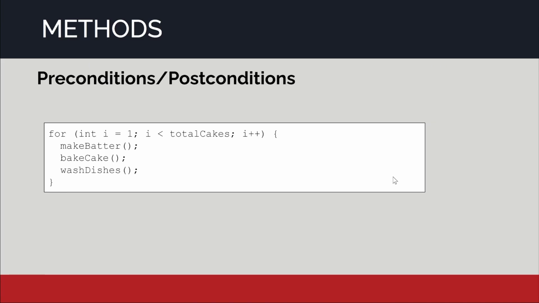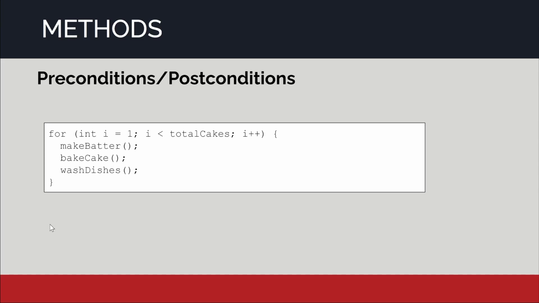Now, you could actually put wash dishes before make batter and bake cake, and this would work just fine. But after you made your final cake, you would have dirty dishes and you won't have washed them. So that's just a small gotcha maybe for a different circumstance. We didn't say whether we want to make sure the dishes are clean after we've made all the cakes. Maybe that's the next person's job.